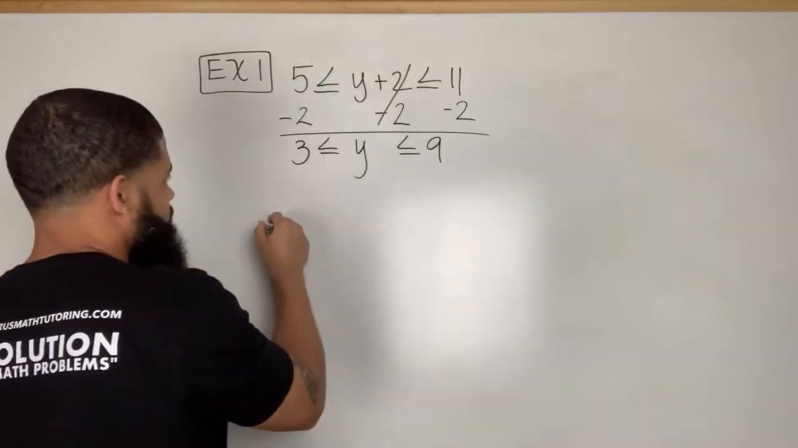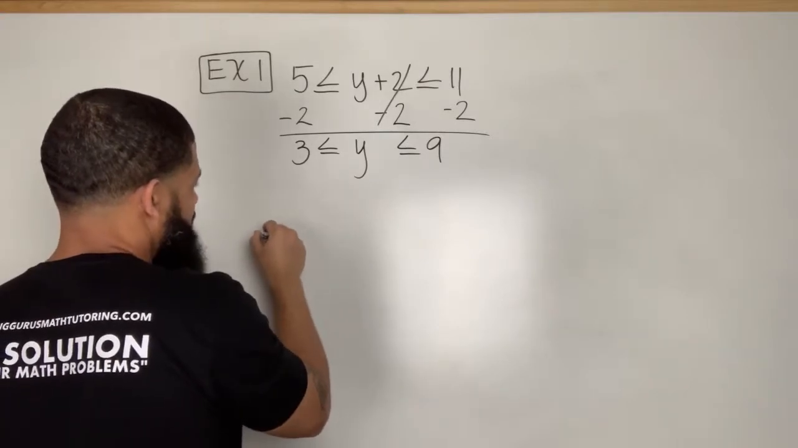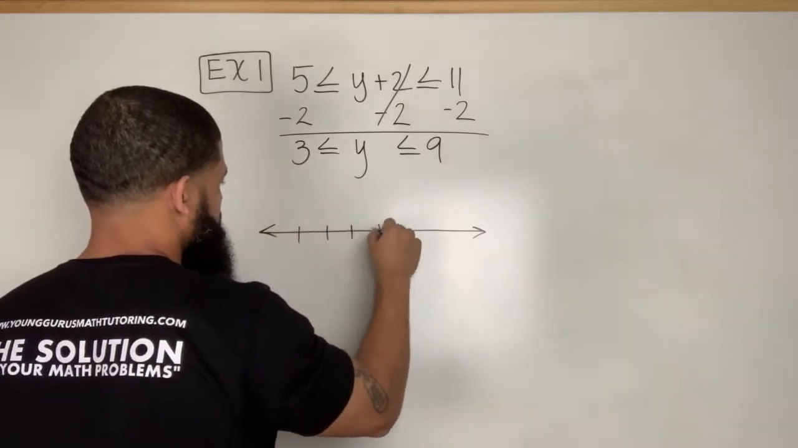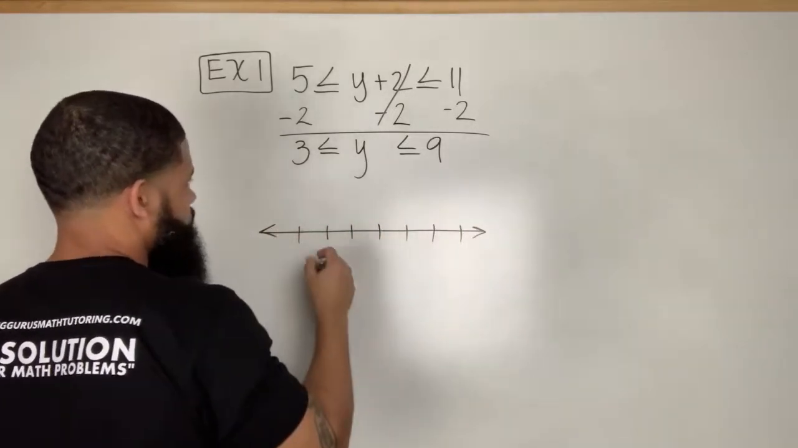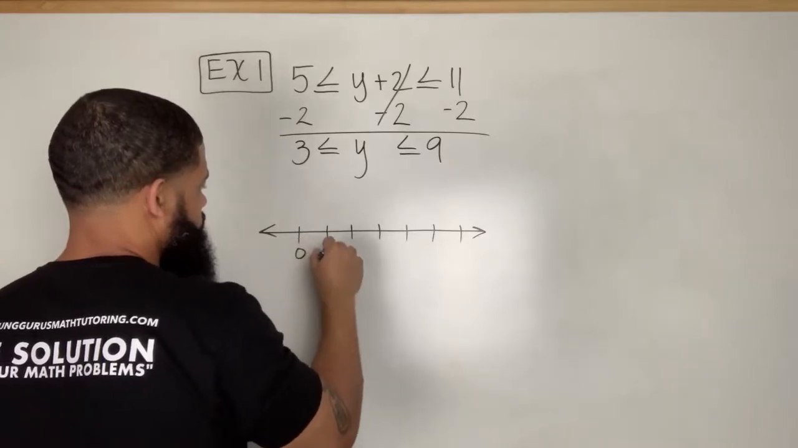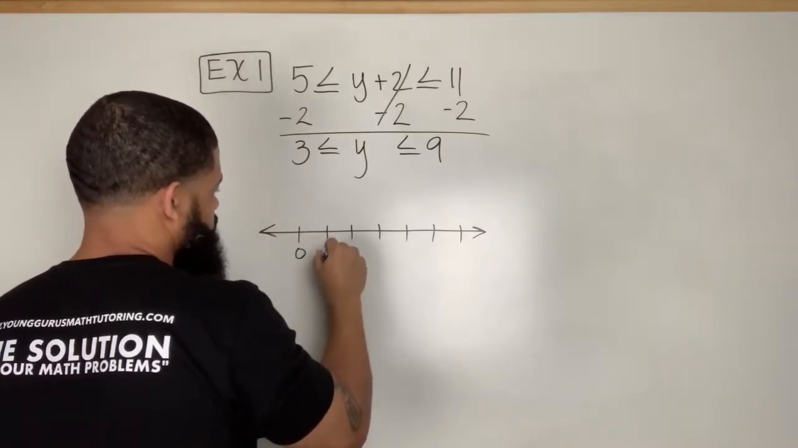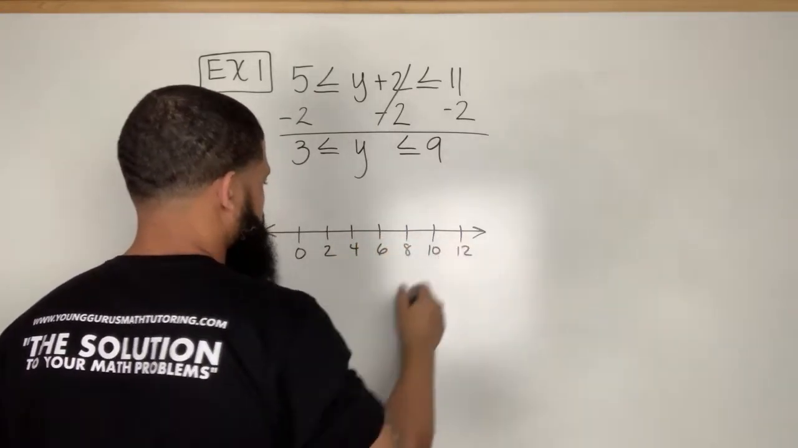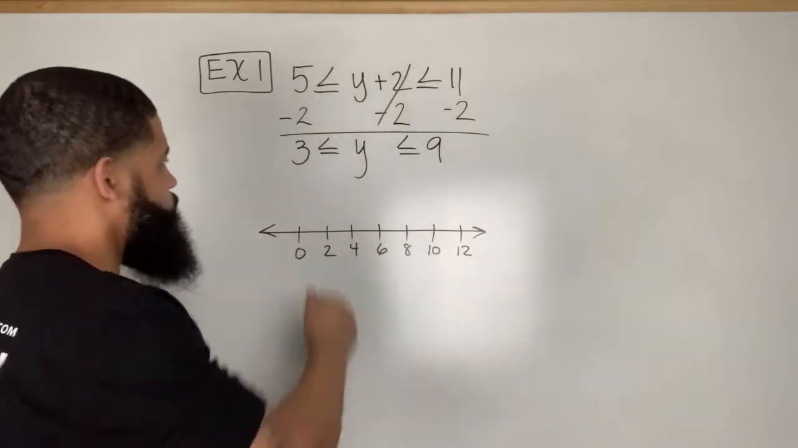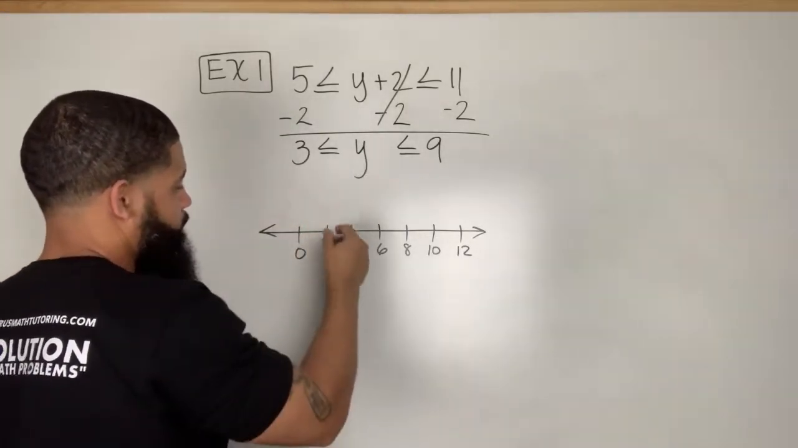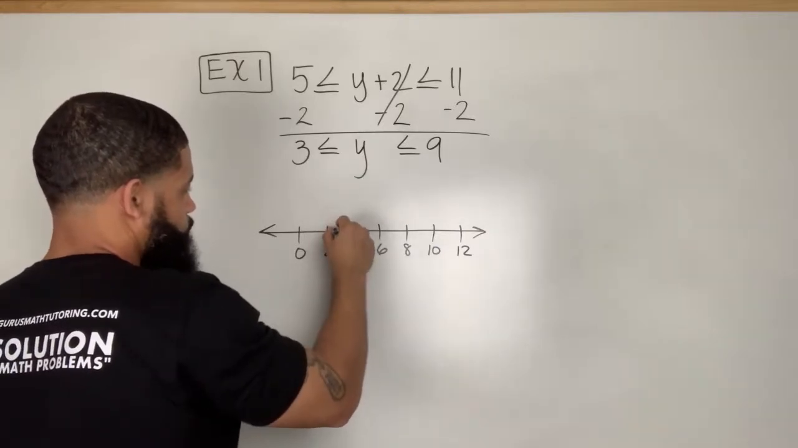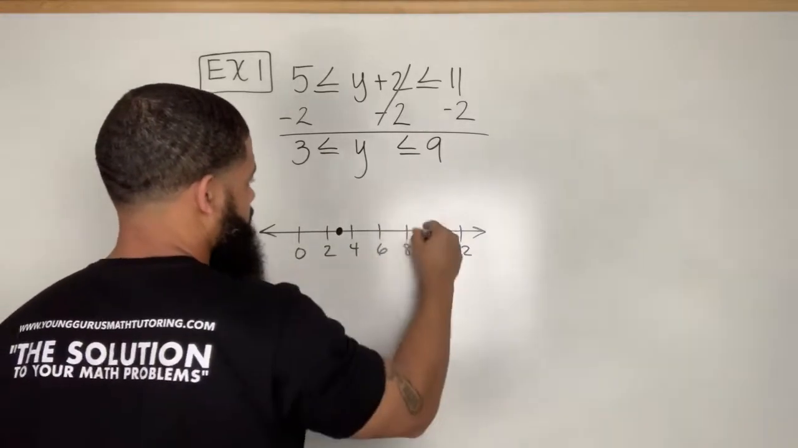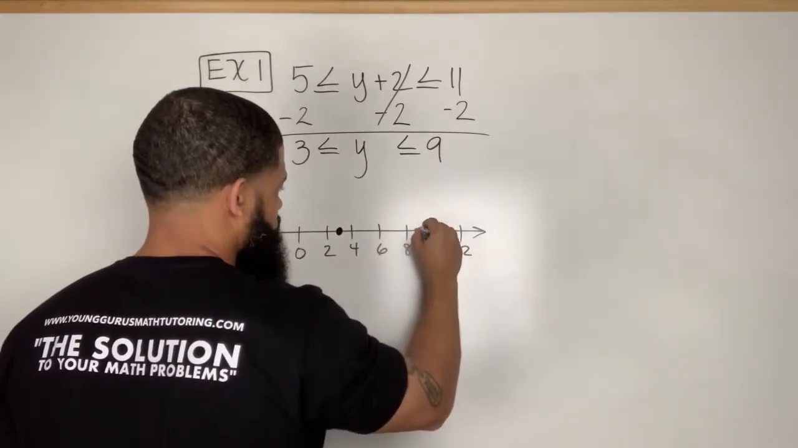Now we can graph that. If I want to graph that, it looks like this. Let's just say 0, 2, 4, 6, 8, 10, 12. I'm counting by twos, but we look at the number 3. So 3, of course, would be halfway between 2 and 4. So right here is going to be a closed circle because it's less than or equal to. And then at the number 9, I'm going to have a closed circle as well.